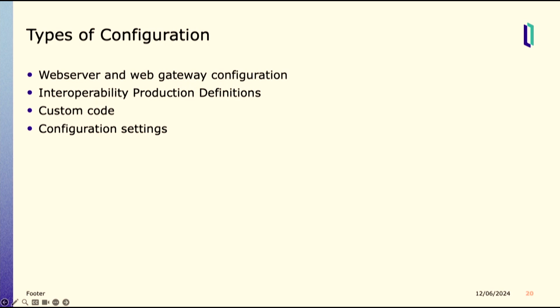So what are the types of configuration you can have? Of course, you have your operating system level type stuff, but from a HealthShare application perspective, you have the web gateway and the web server configuration. You have all of your custom code that you may write, your interoperability productions, as well as any additional configuration changes in HealthShare tables.